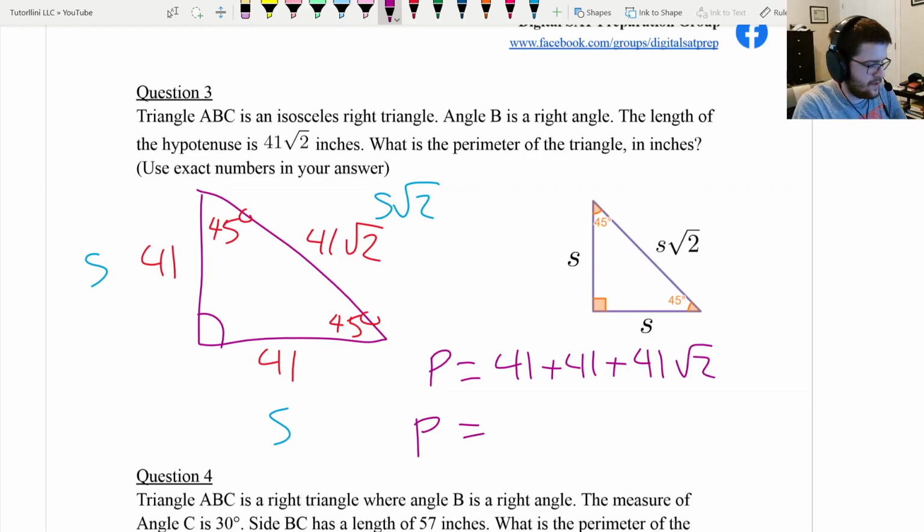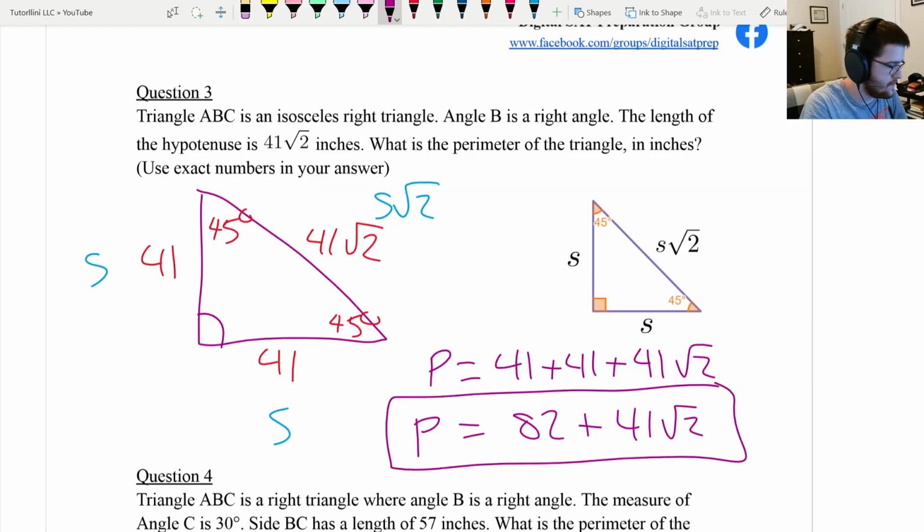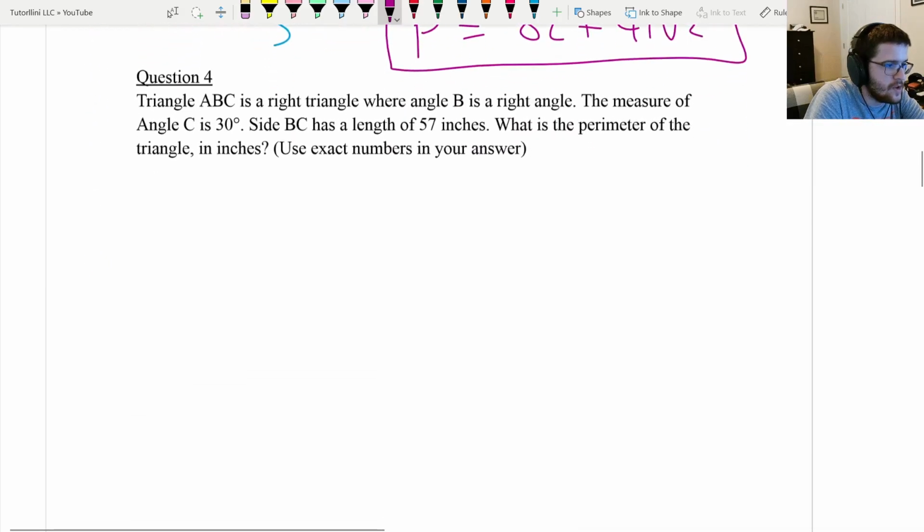That is 82 plus 41 root 2. And that would be in inches. And I should have labeled it. I didn't do it because it doesn't really matter so much because it's all symmetrical, but angle B is a right angle. So I'll label that ABC. Great. Triangle ABC is a right triangle.